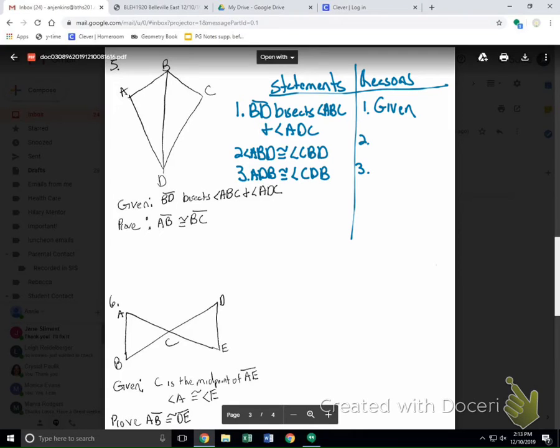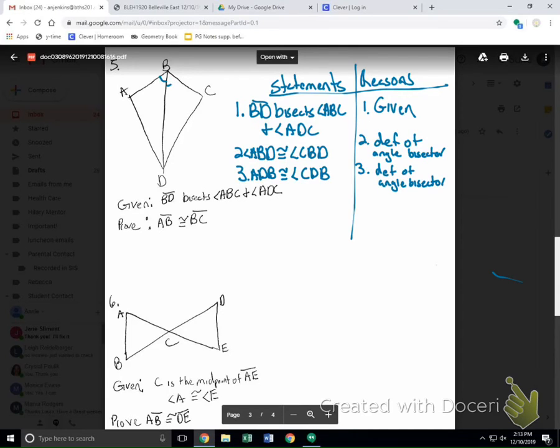And how do we know these two? Definition of angle bisector. So just to make sure you plug in what we're doing, definition of angle bisector. I'm going to draw in what we just proved.